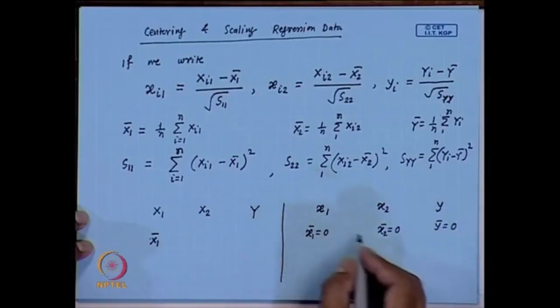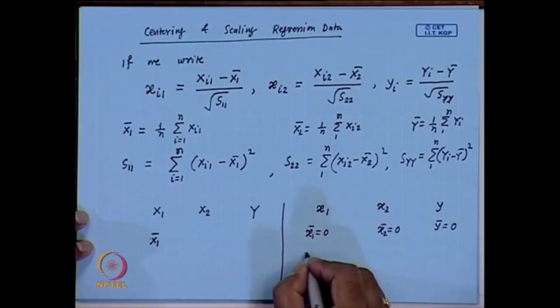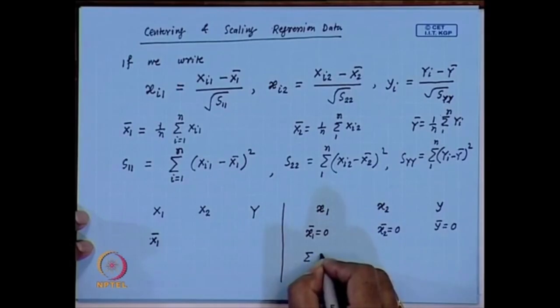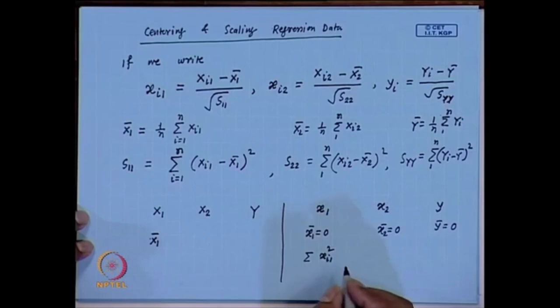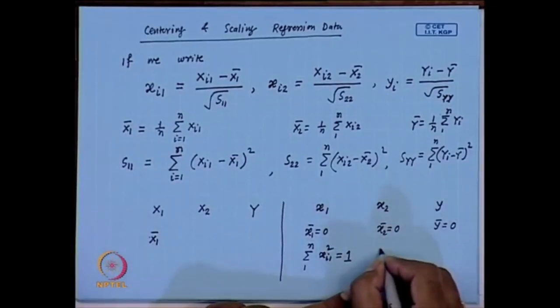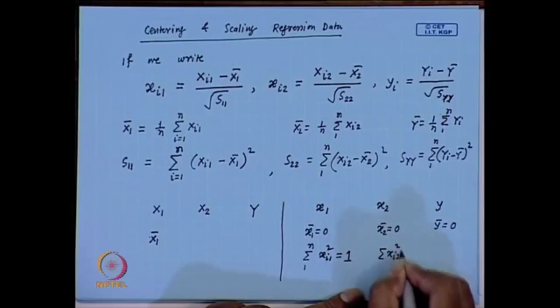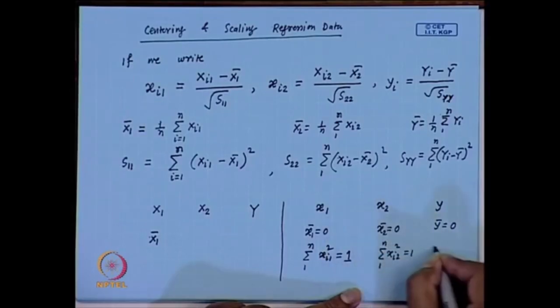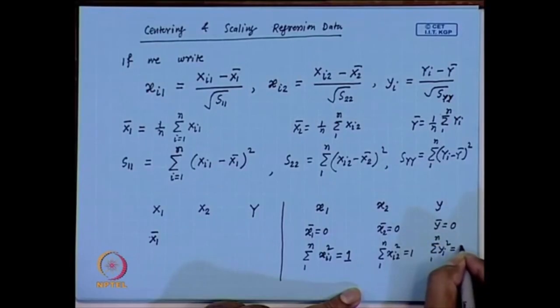And the other thing to observe here is that summation x_i1 squared, 1 to n, is equal to 1, and this is also true for the second regressor: summation x_i2 squared, 1 to n, is equal to 1, and summation y_i squared, 1 to n, is equal to 1. Okay.